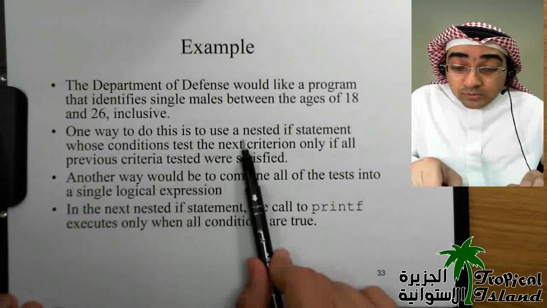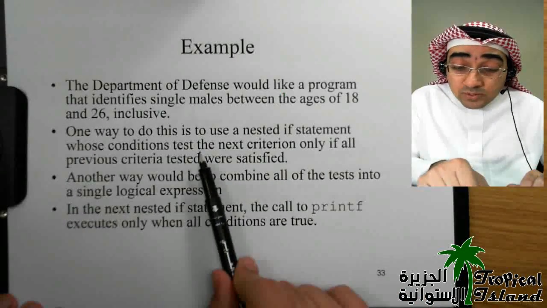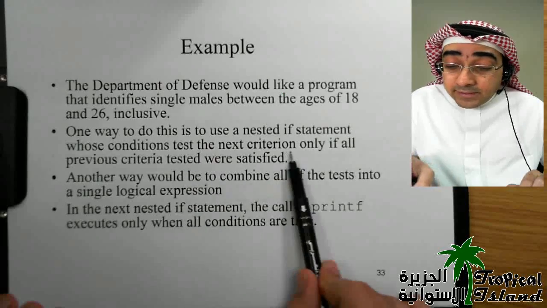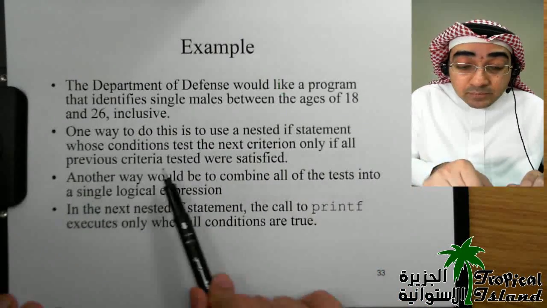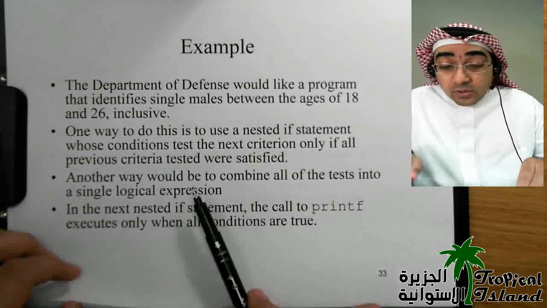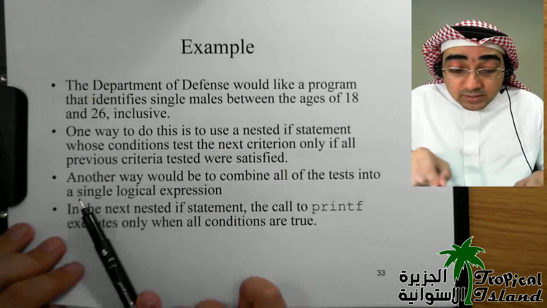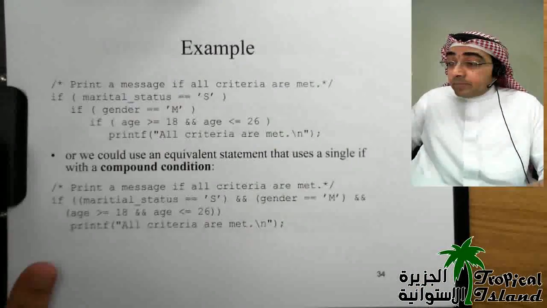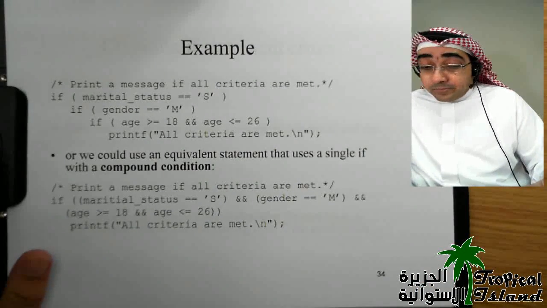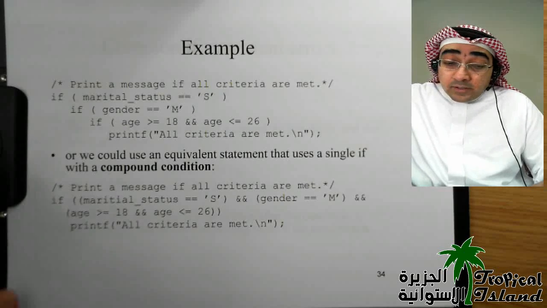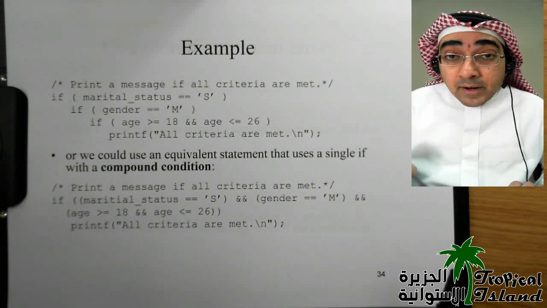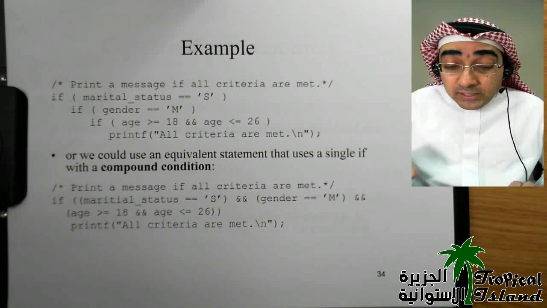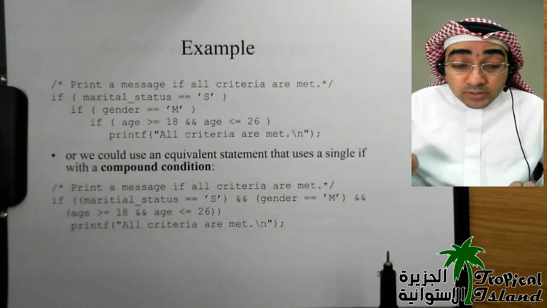One way to do this is to use a nested if statement whose conditions are tested, then the next criterion only if the previous criterion is true. Another way is to combine all of the tests in a single logical expression. I'm going to tell you how to do that in the next slide. So how am I going to test that? I want the males that are single and are between ages 18 and 26.